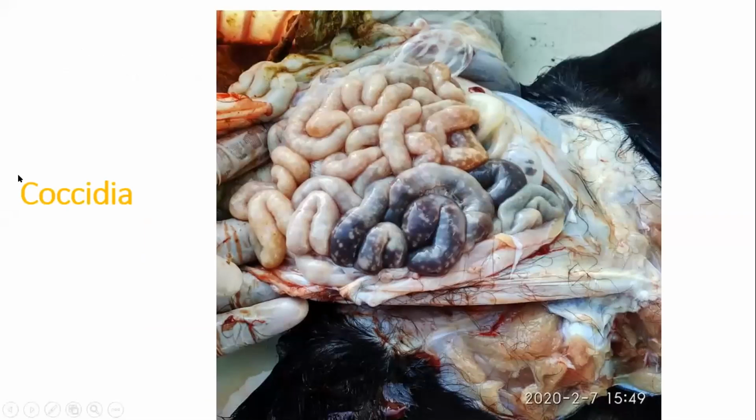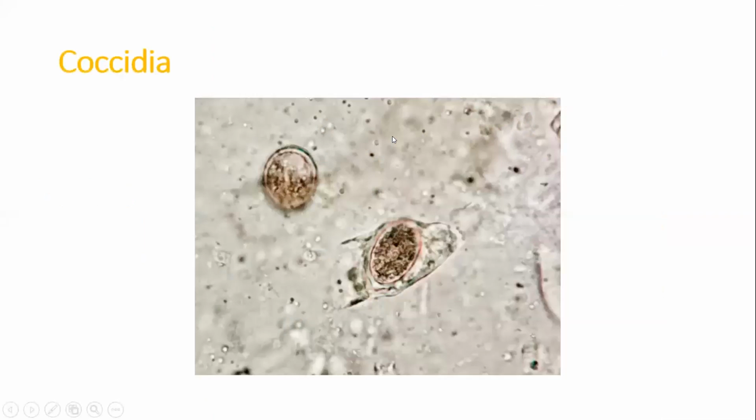Then here you can see this one is acute coccidiosis. An extensive part of the intestine is affected by the coccidia. You can see each and every portion of the intestine is affected by the coccidial oocysts, which may lead to proliferative enteritis, and ultimately lead to enteropathy. After examination under the microscope, we can see some of the gametocytes and some of the coccidial oocysts.